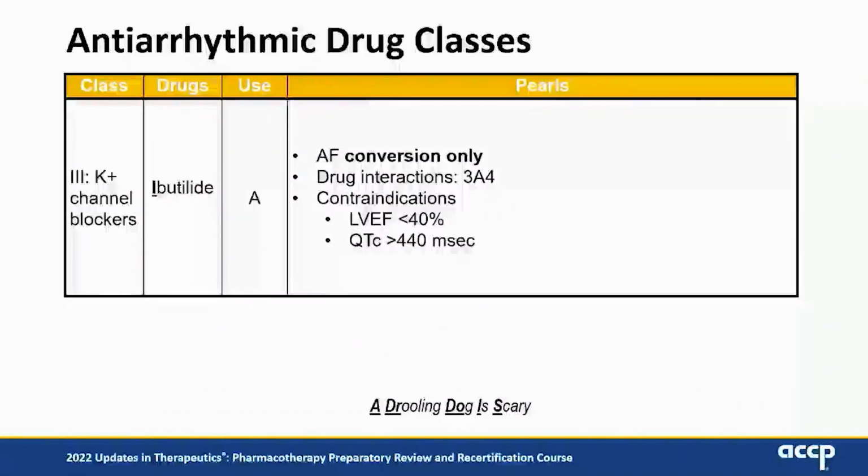Next, we have ibutilide. Ibutilide only comes IV. And so for that reason, it is only used for cardioversion. We're not going to send someone on ibutilide long term. The main things to know about ibutilide is it does still have some drug interactions with CYP3A4, is contraindicated in heart failure with reduced ejection fraction, and is contraindicated with a QTc greater than 440.